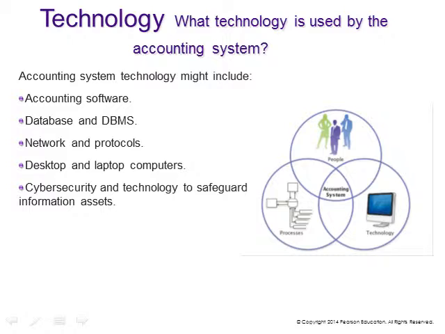And then we talk about technology. So we talked about people, we talked about processes, and now we talk about the technology side of it. When we're talking about technology, we're talking about things like accounting software, the database and the database management system, our networks and protocols. Are we laptop based? Are we desktop based? Are we mobile phone based? There are different types of hardware concerns. And then we also can't ignore, as we talked about earlier, cybersecurity and the increasingly difficult need to have technology, process, policies, and procedures that are aimed at safeguarding our information assets.